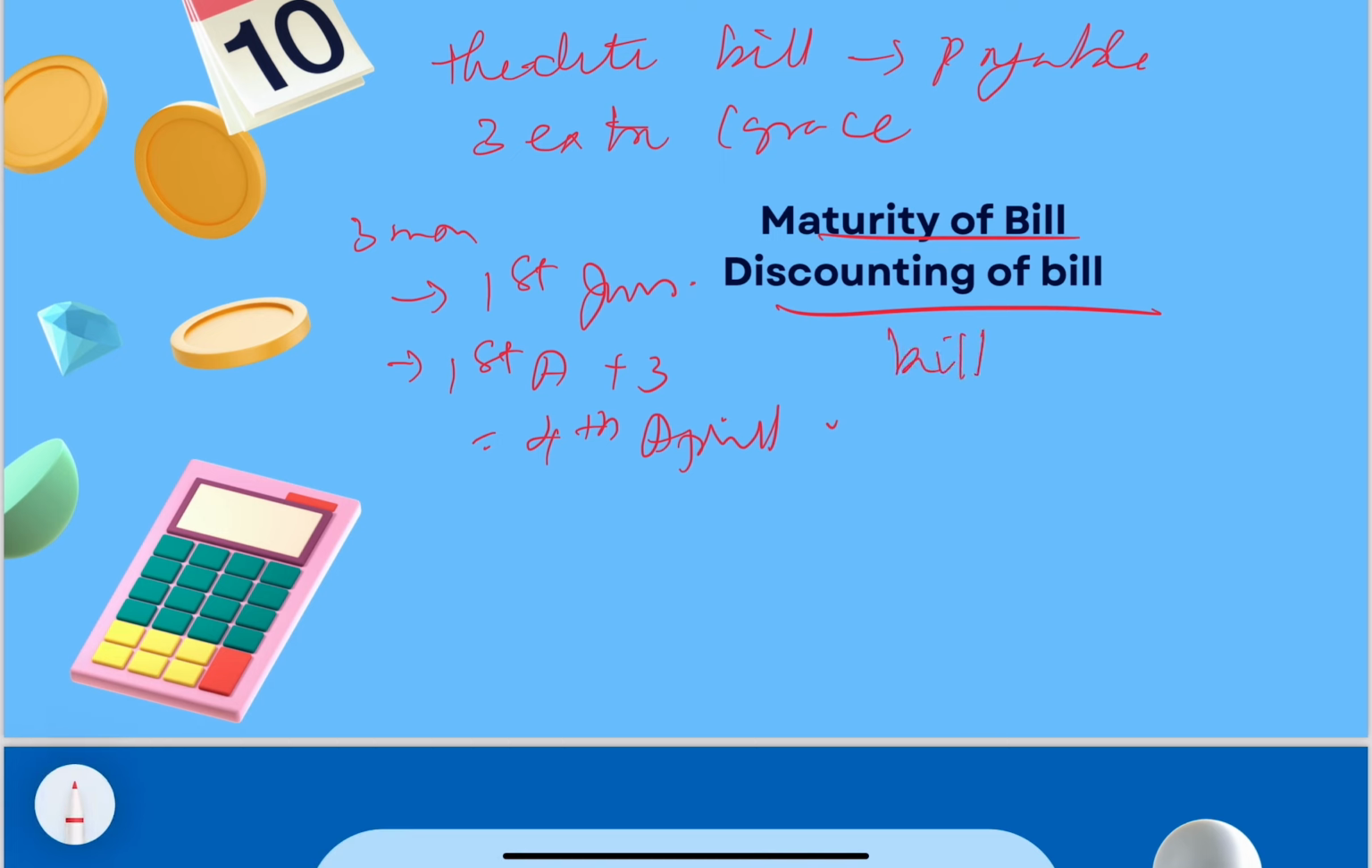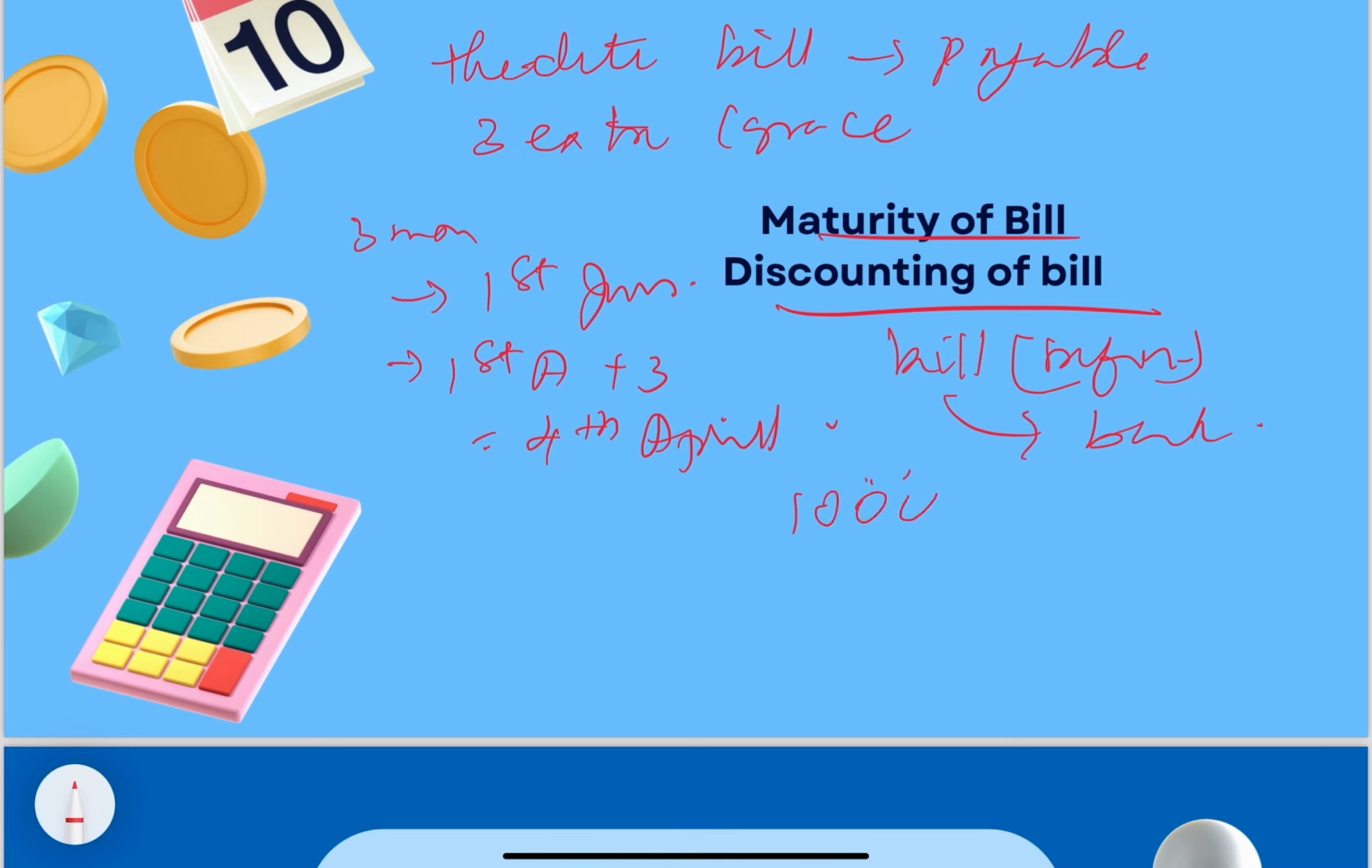So what does he do before? So he can sell the big bill to the bank. So the bank pays him the bill amount minus some charges called discount. So at maturity, the bank collects the full amount from the drawee.